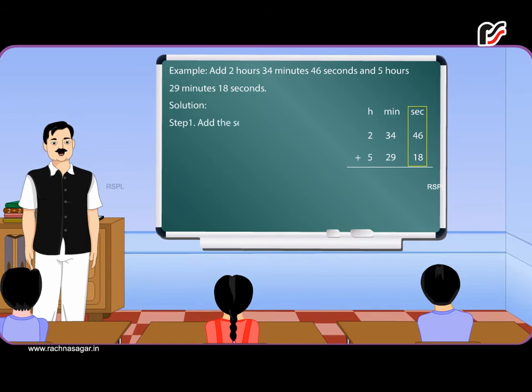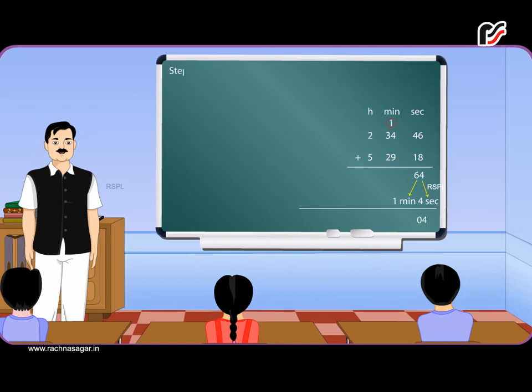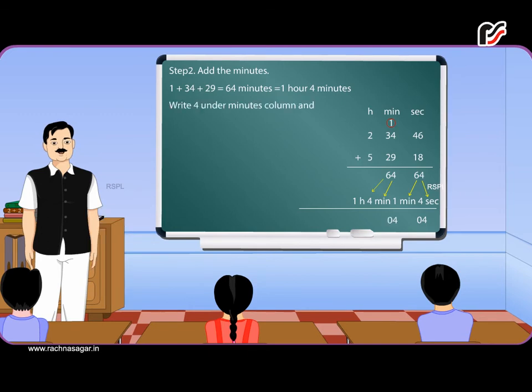Add the seconds. 46 plus 18 equals 64 seconds equals 1 minute 4 seconds. Write 4 under seconds column. Step 2. Add the minutes. 1 plus 34 plus 29 equals 64 minutes equals 1 hour 4 minutes. Write 4 under minutes column and carry 1 to the hours column.